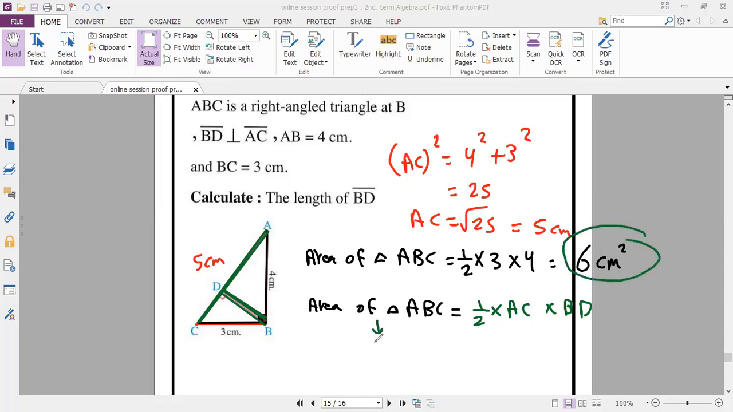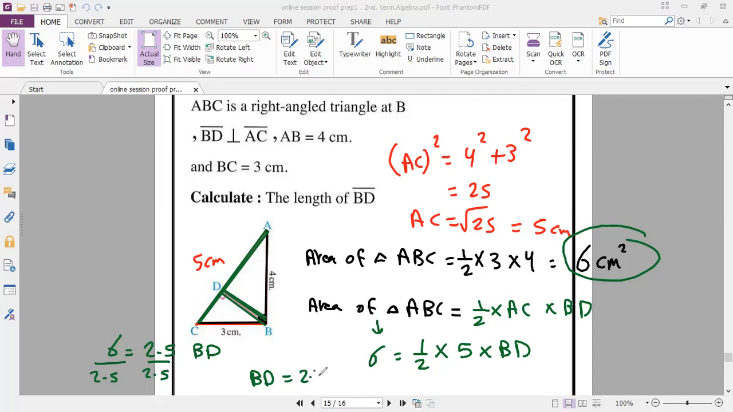So write instead of area 6, it's half multiplied by AC, which is 5, multiplied by BD. Half times 5 is 2.5. So 6 equals 2.5 multiplied by BD. To get BD, divide by 2.5 and divide here by 2.5. So BD equals 6 divided by 2.5, which is 2.4 centimeters.